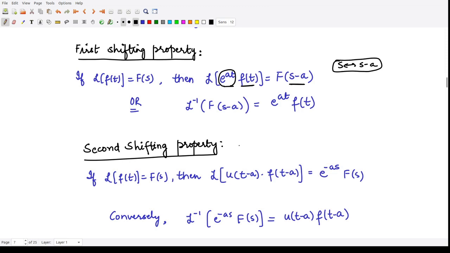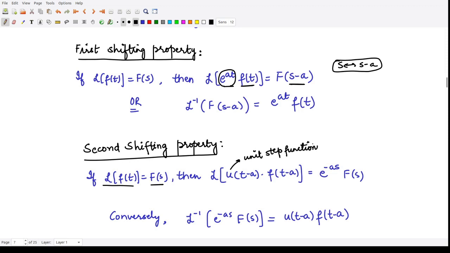Another property, the second shifting property, says that whenever you have the Laplace transform of f of t as capital F of s, then the Laplace transform of u of t minus a multiplied by f of t minus a is equal to e to the power minus as times capital F of s. Where u is the unit step function.